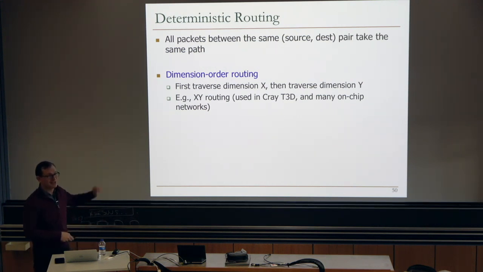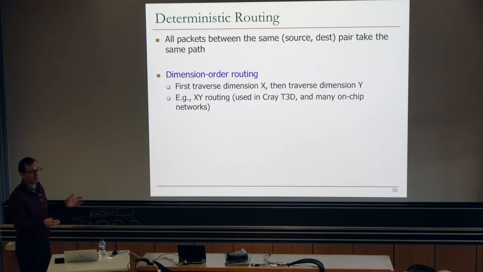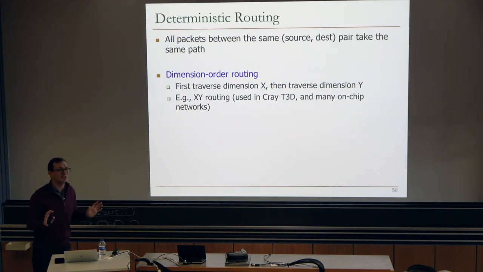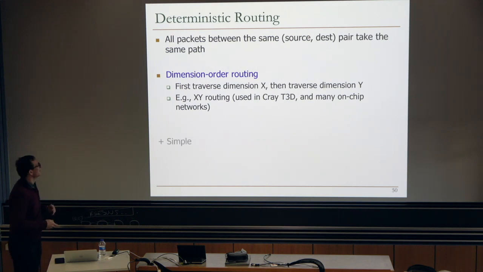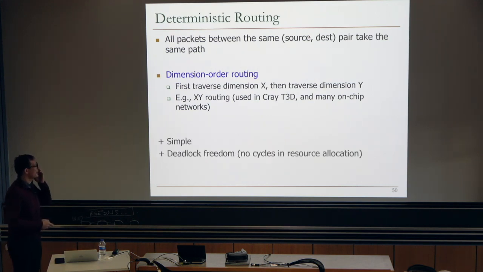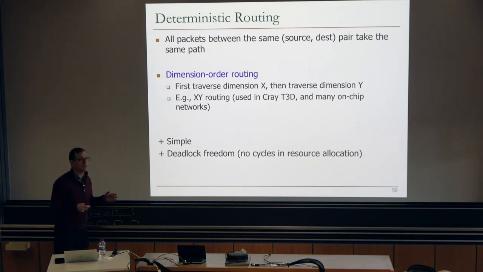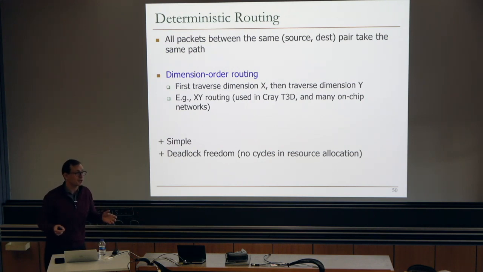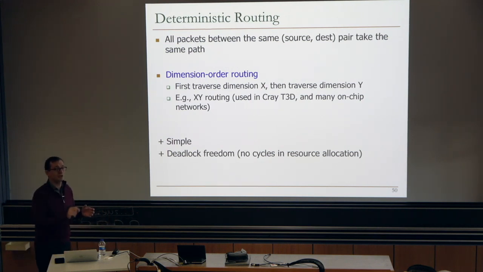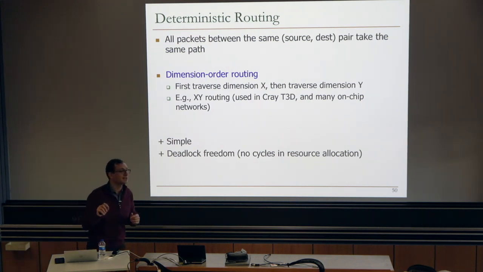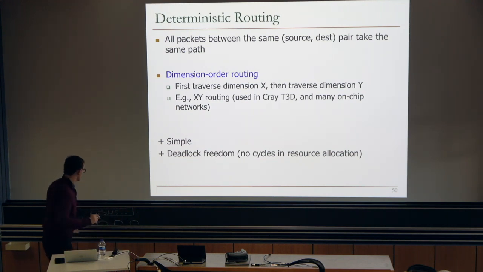YX routing is another example of it. You could also have a combination of XY and YX. That's also deterministic in the end. It's simple, and it provides you deadlock freedom. We're going to talk about this actually, meaning there are no cycles in resource allocation. Deadlock is the case where you cannot make any progress in the network because there is a circular dependence on resources. If you do XY routing, you can never create a circular dependence on resources, and we will see that in a little bit actually.